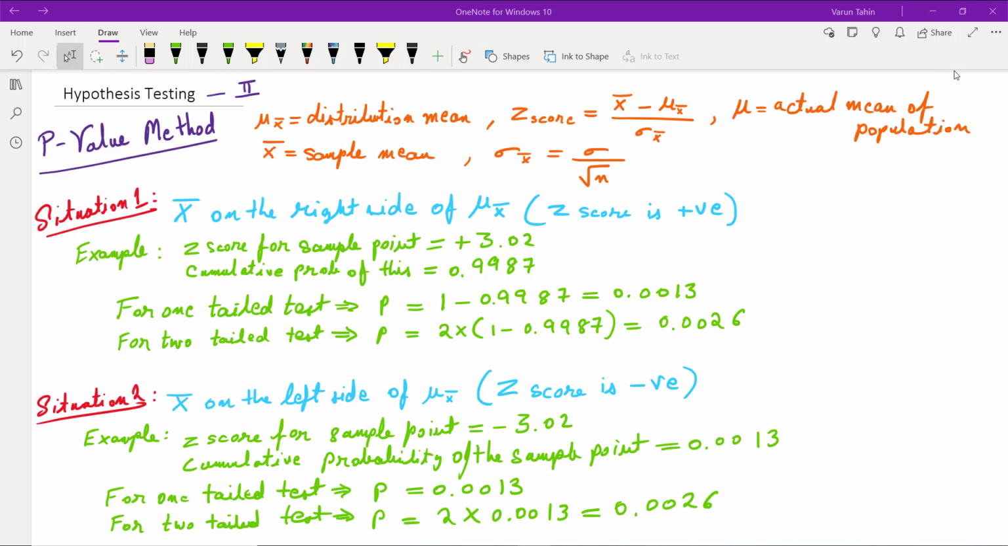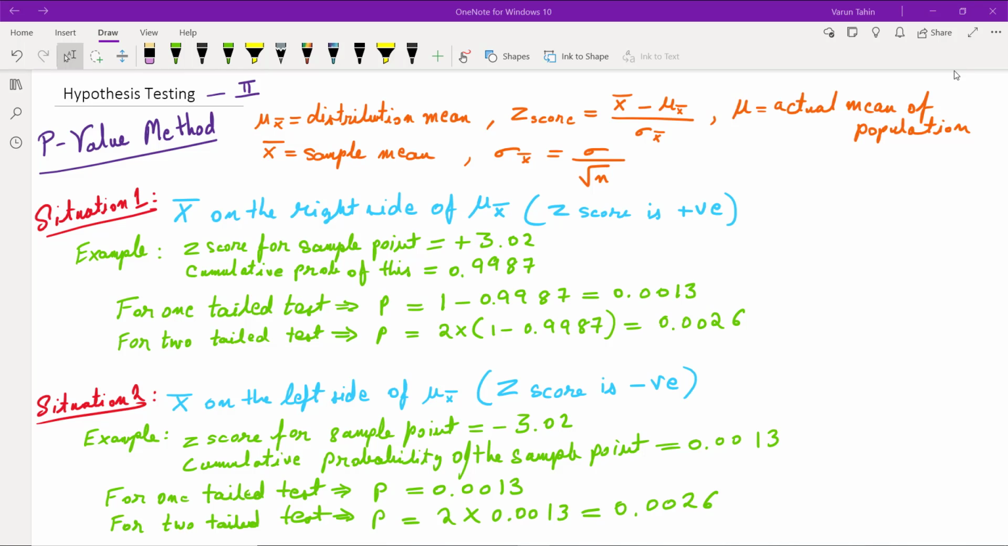Now these are the two situations which I was talking about earlier. The first is the sample mean, that is x bar, is on the right side of the distribution mean, that is mu x bar, that we have seen earlier in the example for this. And in this case the z score will be positive. So there is one sample example given, where the z score for the sample point is plus 3.02 and the cumulative probability of this is 0.9987. So for the one tail test we will just subtract it from 1 and we'll get the p-value, but for the two tail test we need to multiply it by 2.